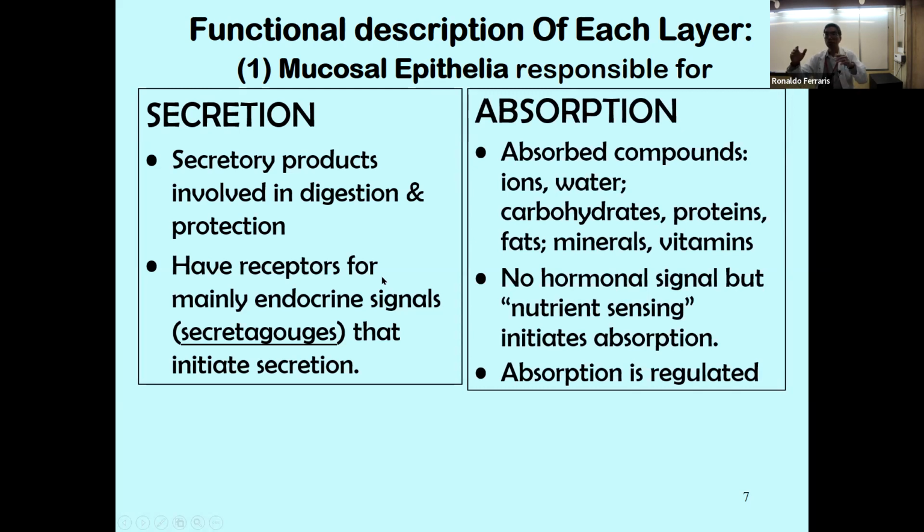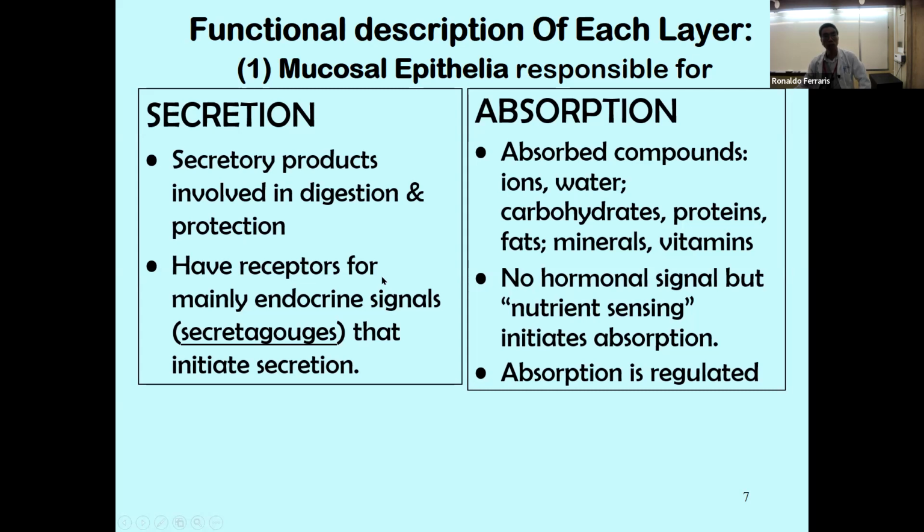Different organ systems have different specialized epithelial cells, but it's still the same layer. So the mucosal epithelia, for example, in the small intestine, absorb ions, water, your macronutrients, minerals and vitamins. In general, there are no hormones that initiate the absorption. Your intestines just recognize by nutrient sensors that there are nutrients there to be absorbed. Otherwise, absorption is still generally regulated.